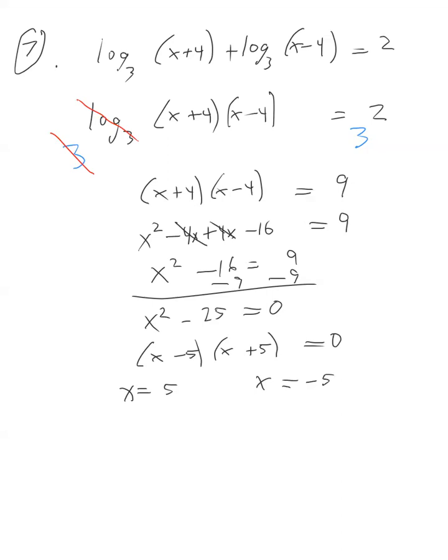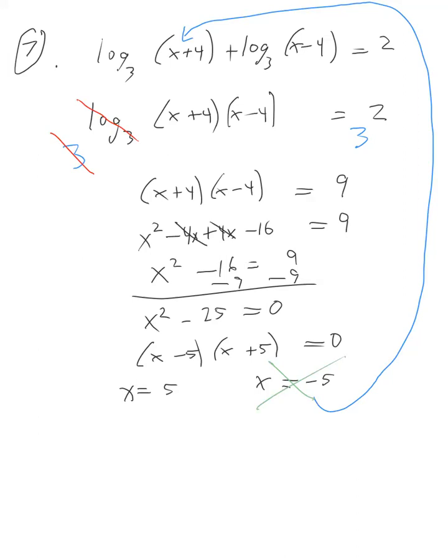However, when you plug the negative 5 into the parentheses right here, negative 5 plus 4 is negative 1. And you cannot have a logarithm that has a negative value, and you cannot have a logarithm that has a 0 value inside of it. So even though this is a correct result, this is not actually the solution. So that one's not the solution.